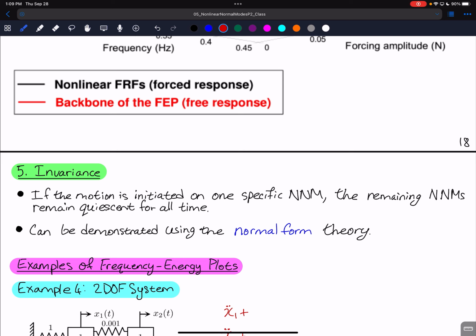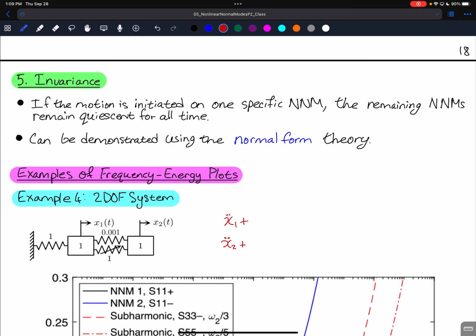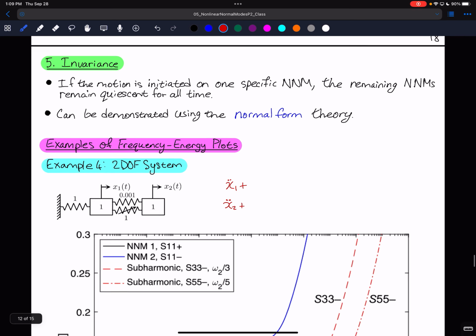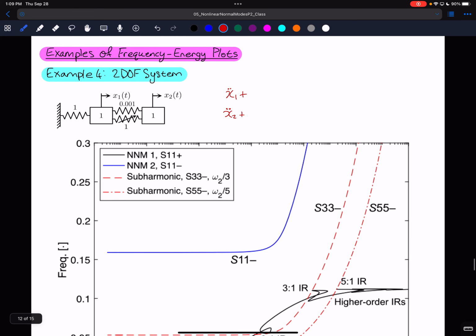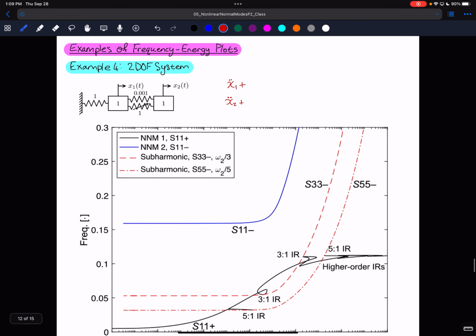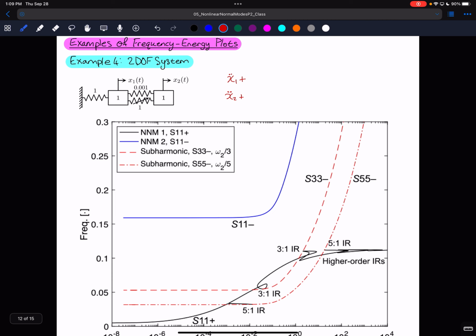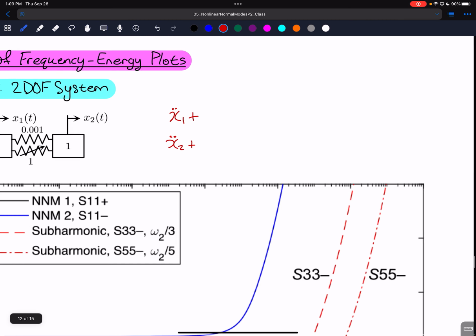We're not going to go through the analysis of that, but you can demonstrate it using what's known as the normal form theory. Okay, we're going to take a look now at some different frequency energy plots, just so you guys can see what these things look like. So here is example 4. I'll write out the equation of motion for you.